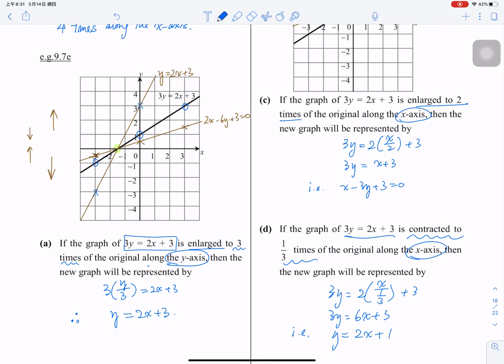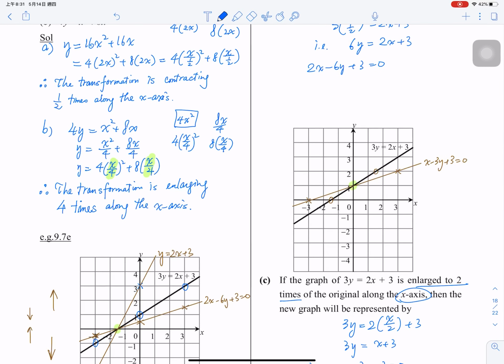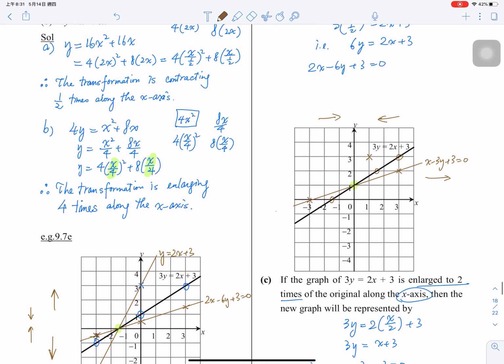So let's see. This time contract. So for the value of this one, 3 becomes 1/3, right? Contract. Just now enlarge, this time contract. And how about this point? Yeah, it becomes here. -3 becomes -1. So finally, like this. Okay, so y equals 2x plus 1.